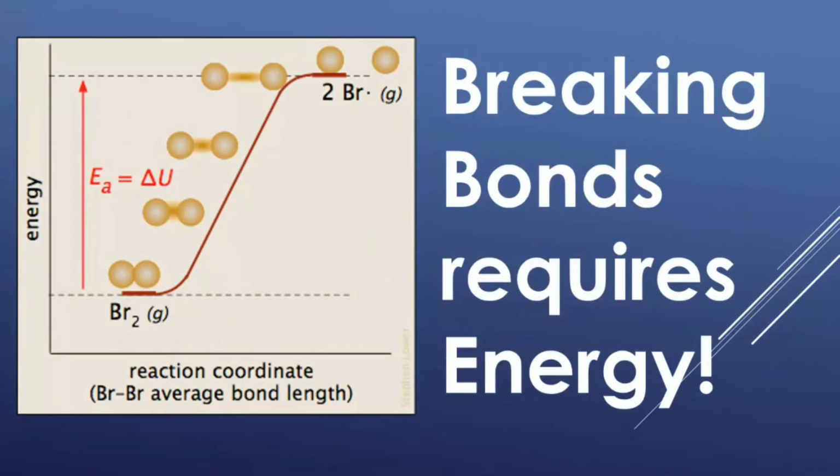Remember, this ties into what we discussed in the beginning of the year. Breaking bonds requires energy, and making bonds always releases energy, but potential energy diagrams track the changes in the total energy for the entire reaction, which involves many bonds broken and many bonds being formed.